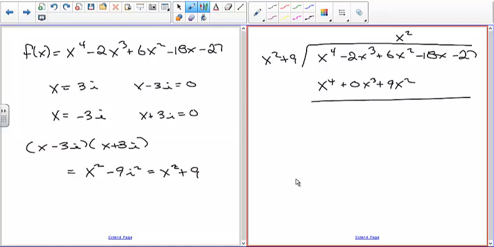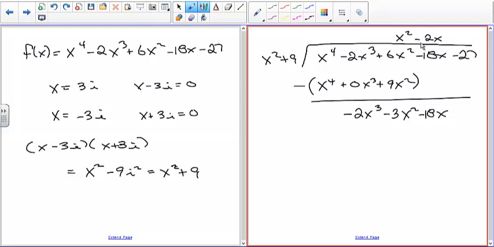Notice I've got this 0. You don't need to put it in there. But now we're going to subtract this. So here you're going to have negative 2x cubed minus 0x cubed. And then you'll have 6x squared minus 9x squared. So 6 minus 9 is negative 3x squared. I'm bringing the 18 down. We're going to need that in a second. What do I need to multiply x squared by to get negative 2x cubed? Negative 2x is the answer.